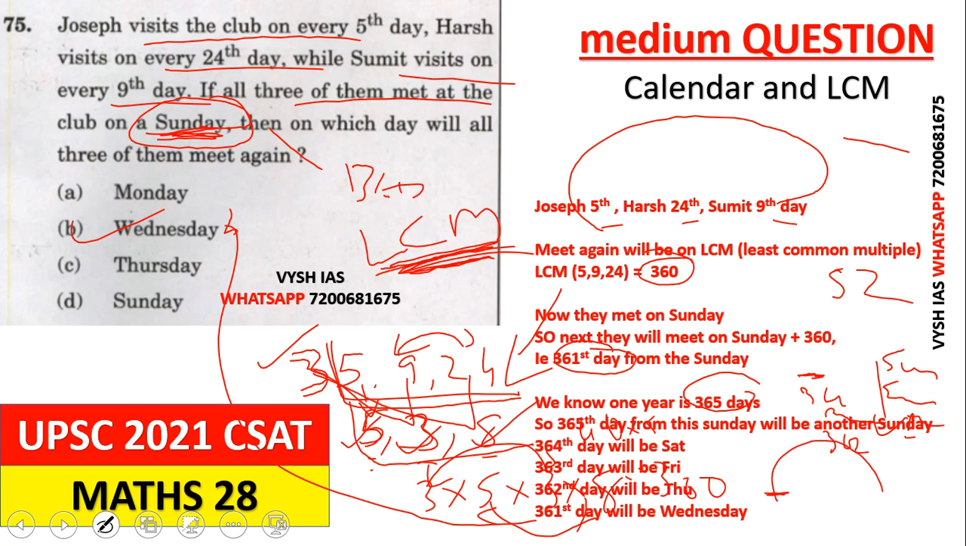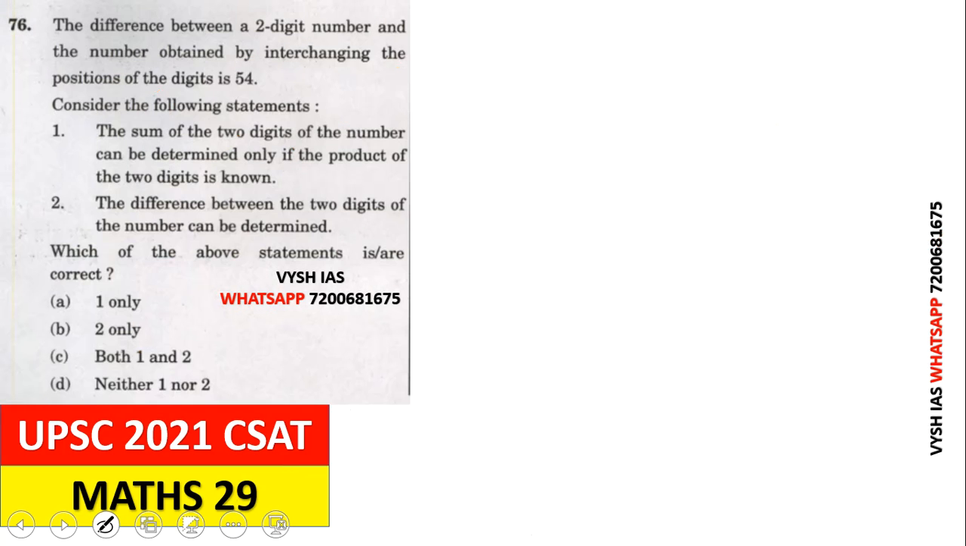Okay, so you need to know the basic thing that 1 year, like today, will repeat after 365 days. And from there, backward counting till you reach the LCM. Your LCM is 360. Okay, because that is the day when these 3 will meet again, and that is on a Wednesday. Answer B.